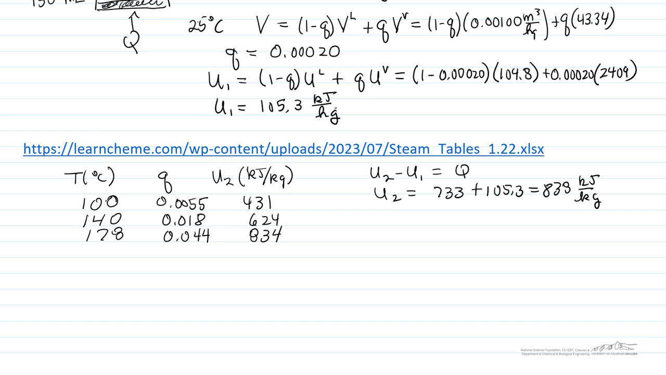So what I've done is try temperatures, and I tried more than I'm showing you here, but I narrowed it down to at 178 degrees, Q is still a small fraction, only a little more than 4% is in the vapor phase. But now I have U2, 834. That's close enough. We don't need three significant figures on the temperature. So I now know the final temperature, and add that temperature from the steam tables. Of course, I can just read off the saturation pressure, which to two significant figures is 0.96 megapascal.